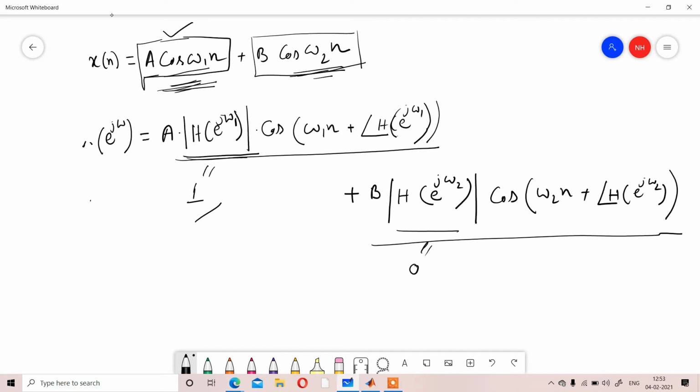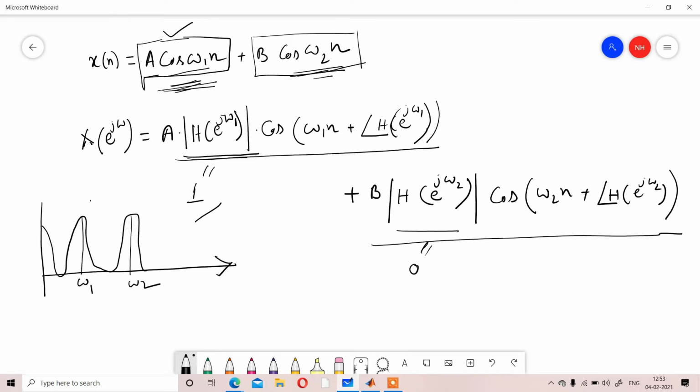No, see, that is our input sequence. What we are doing is, if we simply represent that input sequence in a response, you will get a response like that. Okay, that response is defined by omega 1 and that is defined by omega 2.